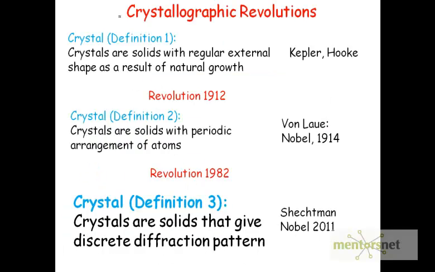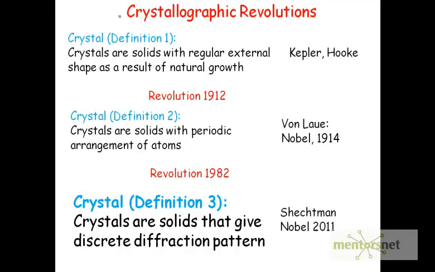So finally, we conclude with a list of crystallographic revolutions. The first revolution was the first definition of crystal, that crystals are solids with regular external shape, and Kepler and Hooke's hypothesis that this regular external shape may be because of an internal periodic arrangement of atoms, which was finally proved by von Laue in 1912. In 1914 he got the Nobel Prize. Through his great experiment, he showed that crystals are actually periodic, and as a byproduct he also proved that X-rays are waves.